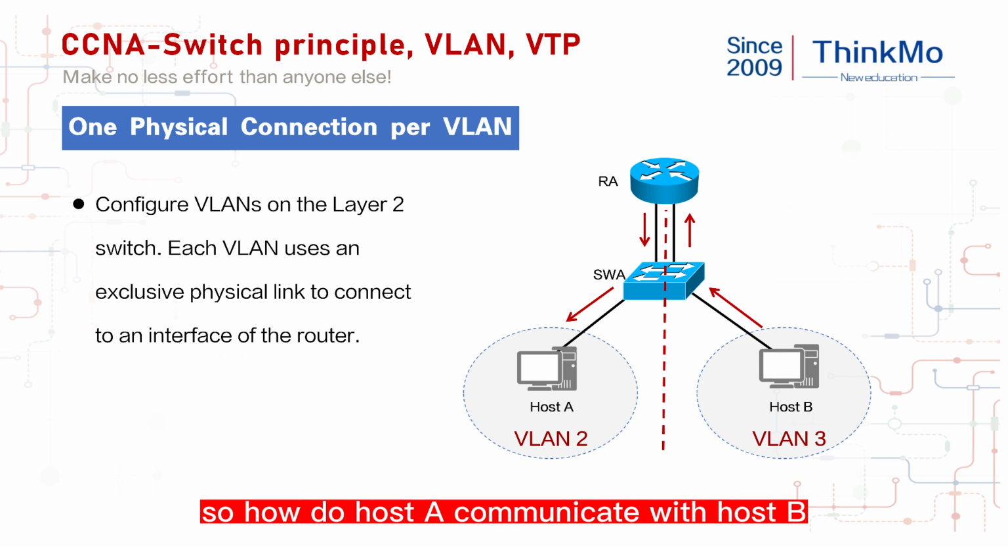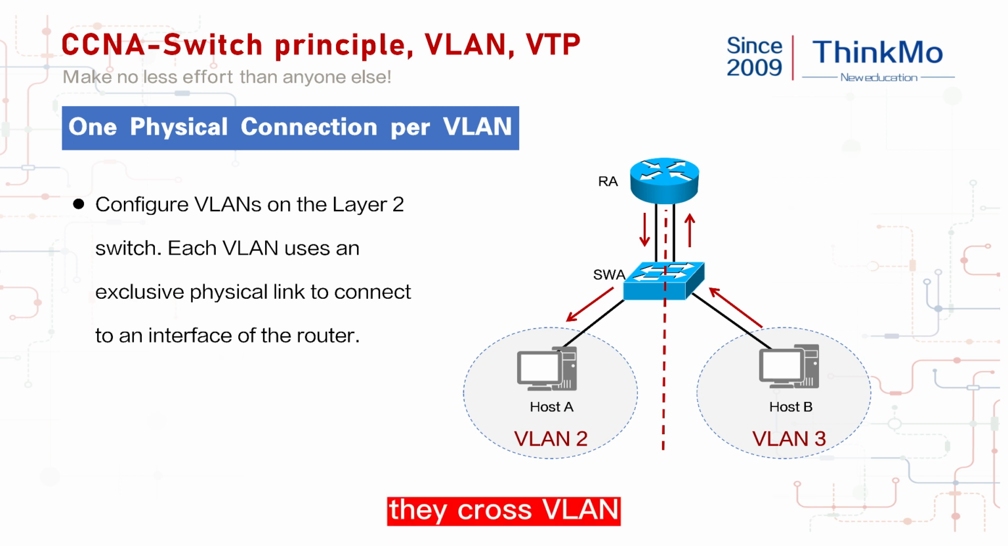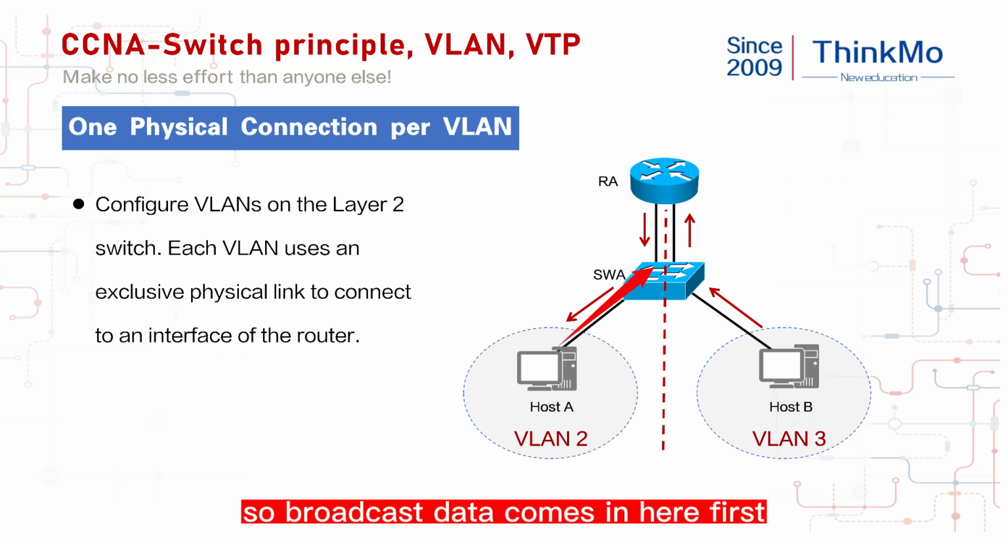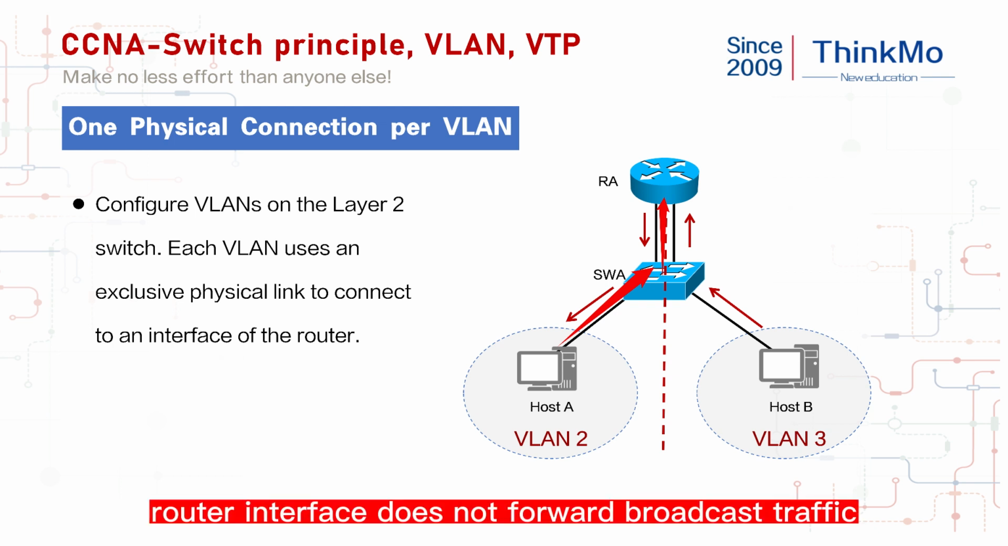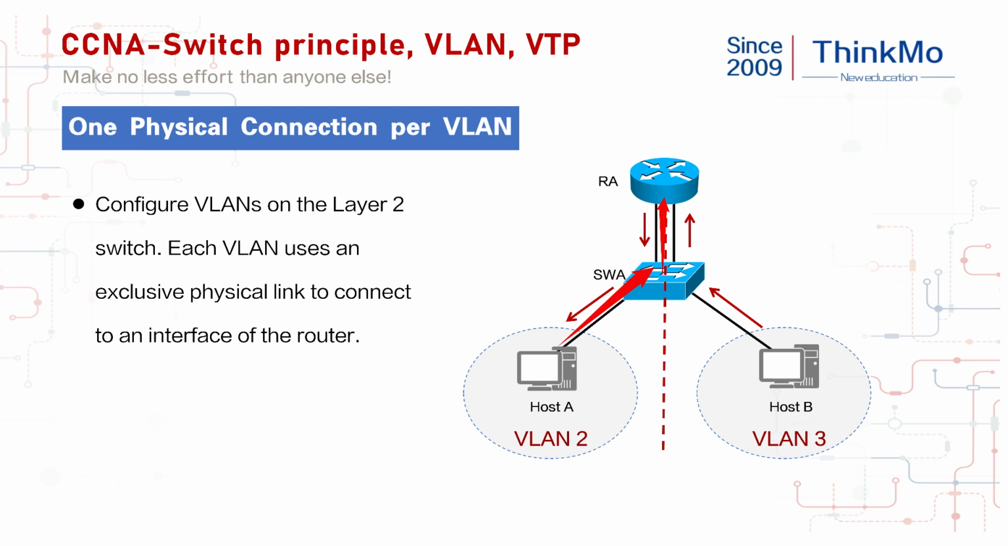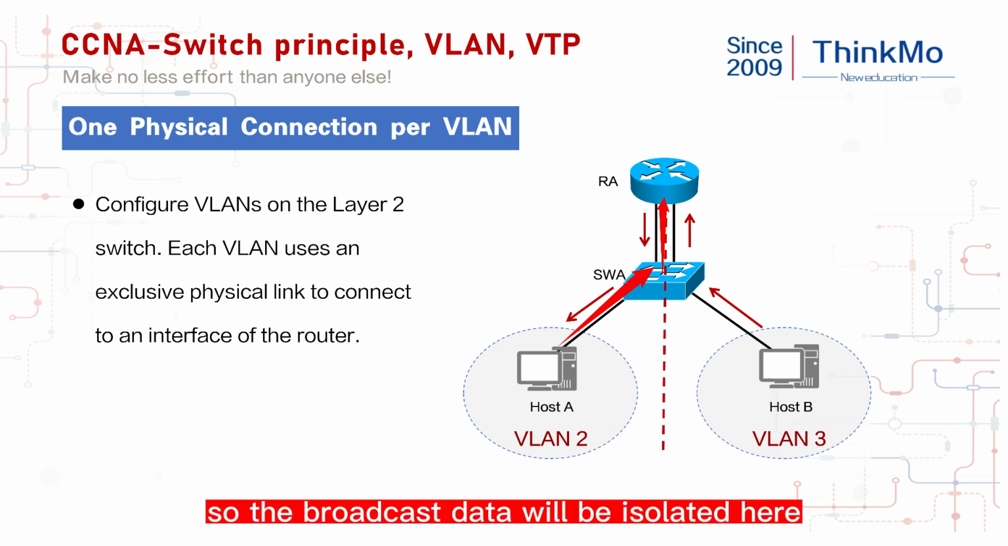So how does host A communicate with host B? They cross VLANs. One method is to configure the access interfaces on both ends of the switch, one of them as VLAN 2 and the other as VLAN 3, as different VLANs. Under normal circumstances, if I send broadcast data, it comes in here first, can go out here, and get to the router interface. The router interface does not forward broadcast traffic, so the broadcast data will be isolated here.